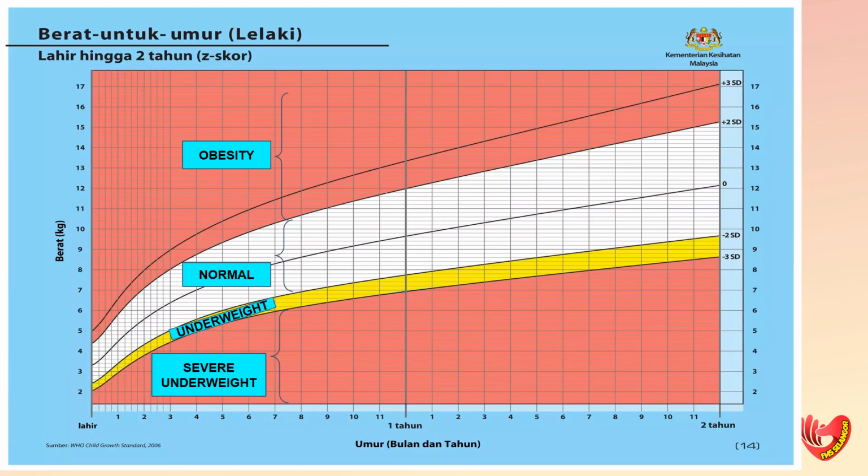Now, let us look into this chart for a better understanding of the classification of weight. If the child falls below minus 3 SD, which is in this column, it is known as severe underweight. Anything between minus 3 SD and minus 2 SD, which is in this yellow column, is known as underweight. Normal is anything between minus 2 SD and plus 2 SD, this white column. And above plus 2 SD is known as obesity.